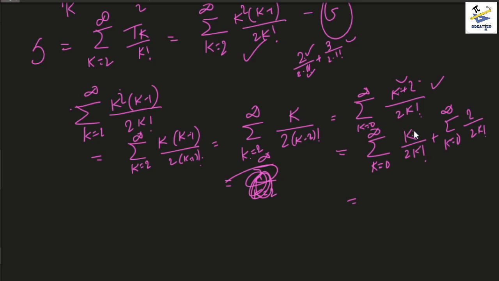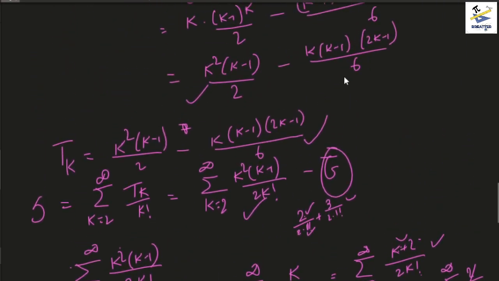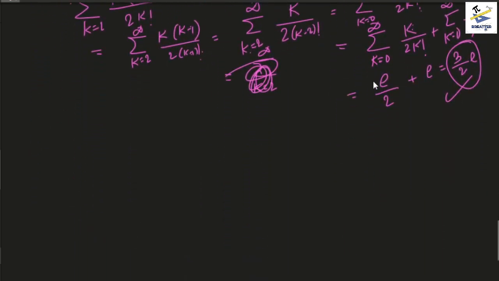So k by k factorial is basically 1 by (k minus 1) factorial. This is basically equal to e by 2, and in this one the 2 and 2 cut off, it's basically equal to e. So it's 3 by 2e, this part. Let's do this part, k into (k minus 1) into (k minus 1) part.